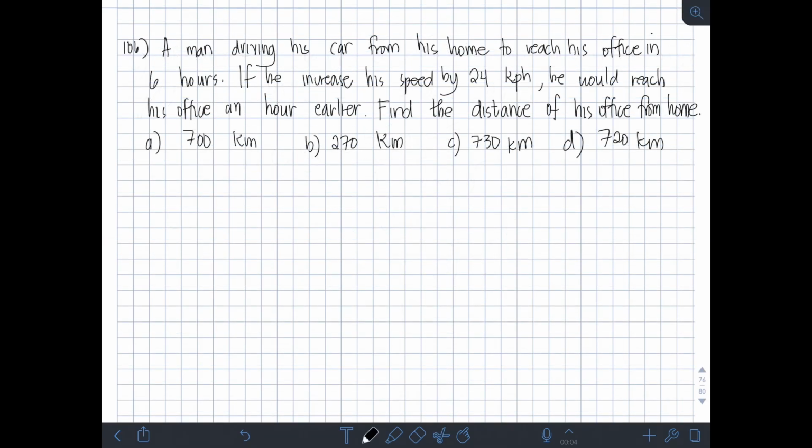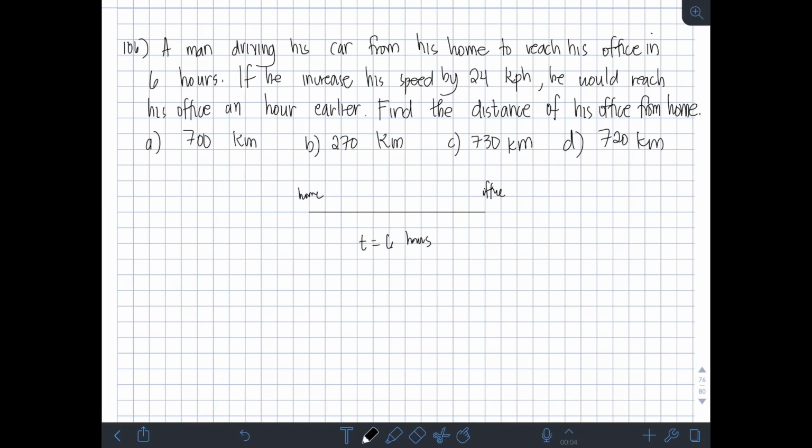Okay. Next, we have a man driving his car from his home to reach his office in 6 hours. If he increases his speed by 24 kph, he would reach his office an hour earlier. Find the distance of his office from home. Okay, so motion problem. So, let's say, meron tayong specific distance na tinatravel nung man through his car from home to office. Sabi, tatravel daw nung man yung distance from his home to office in 6 hours. So, time is 6 hours.